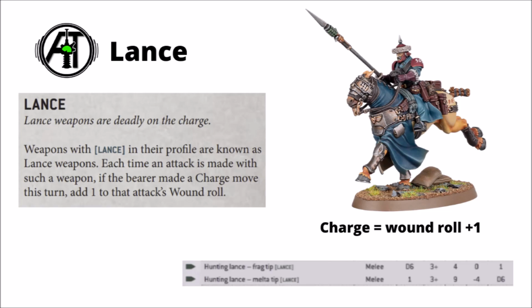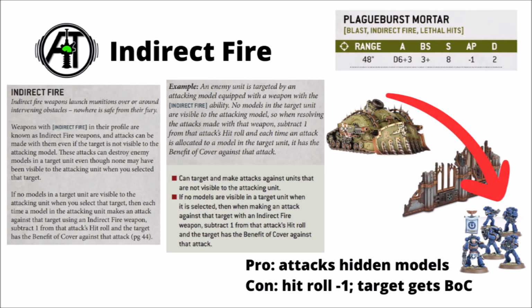Next up we've got Barrage and Artillery weapons with Indirect Fire. The main rule for Indirect Fire is that you're allowed to shoot even units that you can't make line of sight to, but if you choose to do that, then your damage output will be lower: the hit roll gets a -1 to it, and the target automatically gets the benefit of cover against that attack.